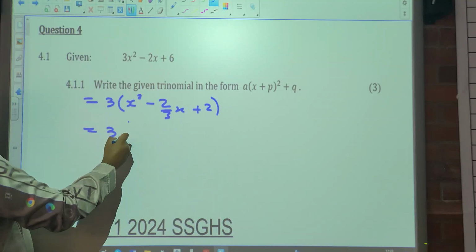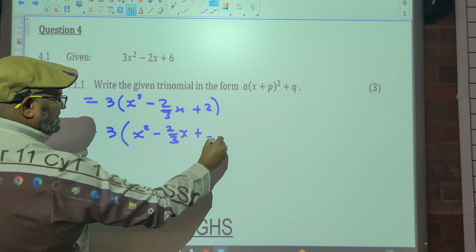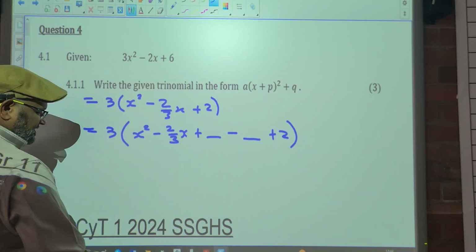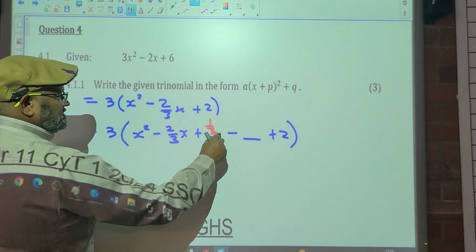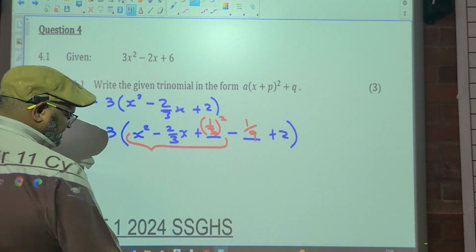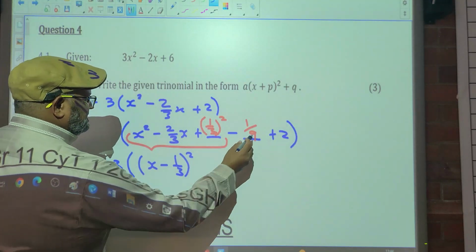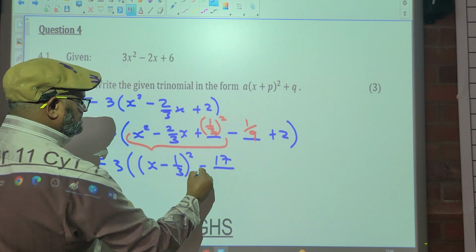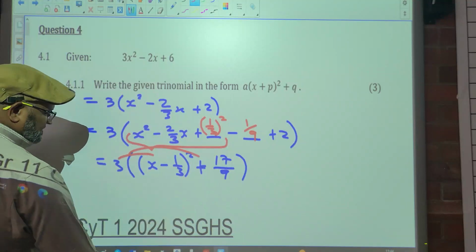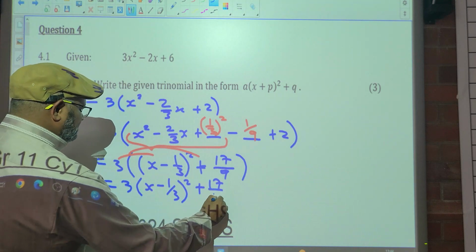So you ask yourselves, okay, what must be added to x squared minus 2 over 3x plus something to complete the square with? Minus the same number plus 2. And what is the number? 2 over 3 times a half is a third, squared, which is 1 over 9. Perfect square trinomial. So it's 3 into x minus a third squared, plus 2 minus 1 over 9, which is 17 over 9. You all agree with that? So what do I do now? Multiply that through. So I get 3 into x minus a third squared plus 17 over 3.